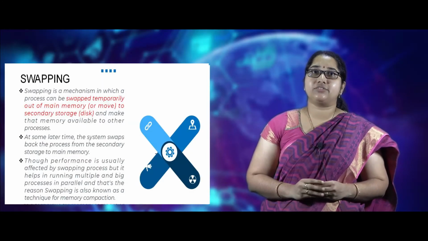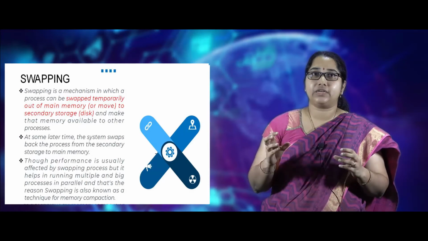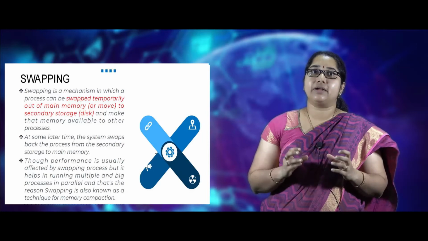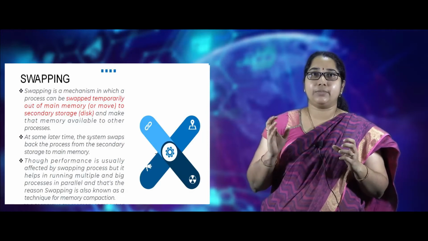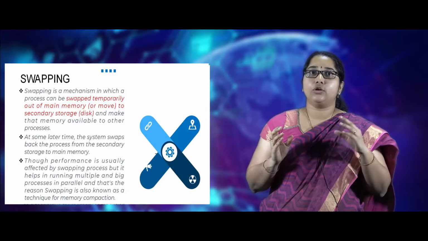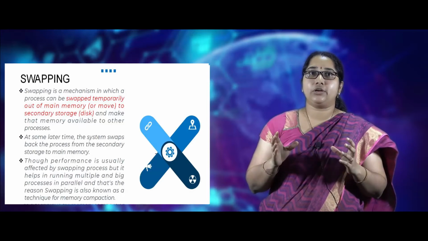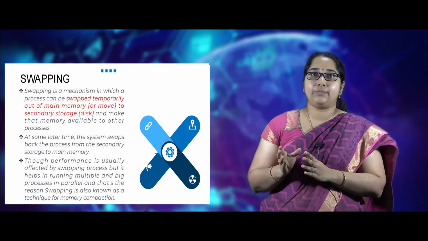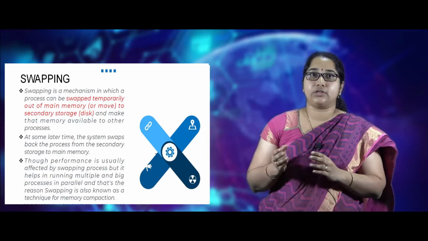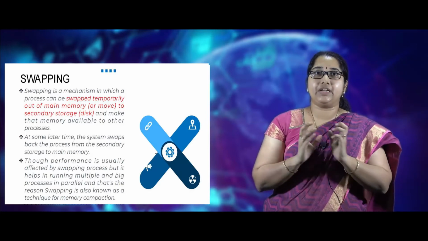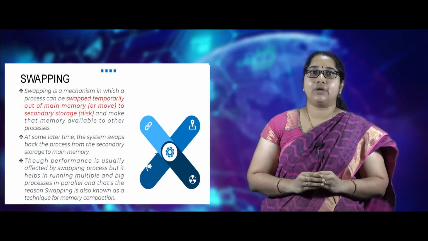So let us see about swapping. What exactly is swapping? Swapping is transferring one object from one place to another. It is a mechanism where one process is in the main memory, and at a particular time it is transferred from the main memory to the secondary memory and that memory is freed. So some other process can be allocated that memory and perform its execution, and after a certain time this process is transferred back from the secondary memory to the main memory. This is called swapping.